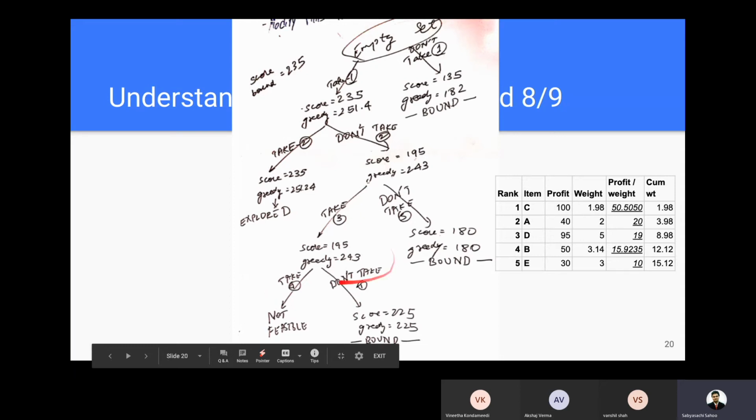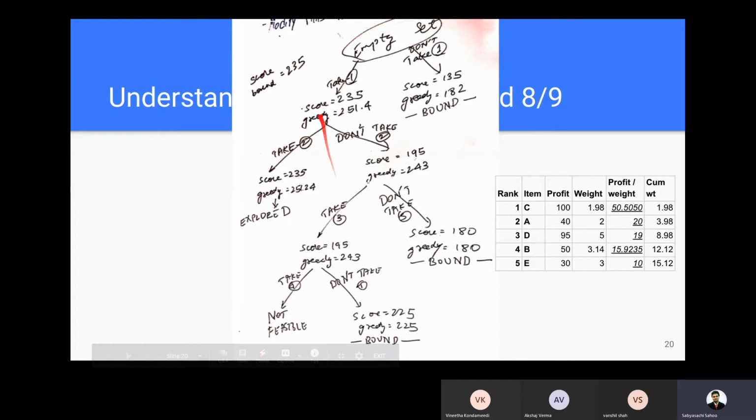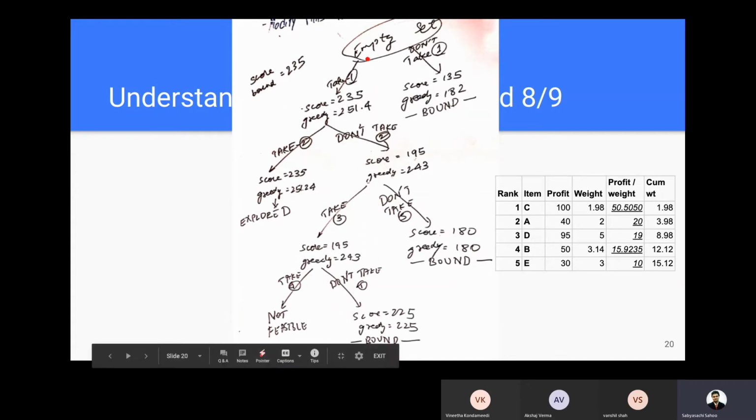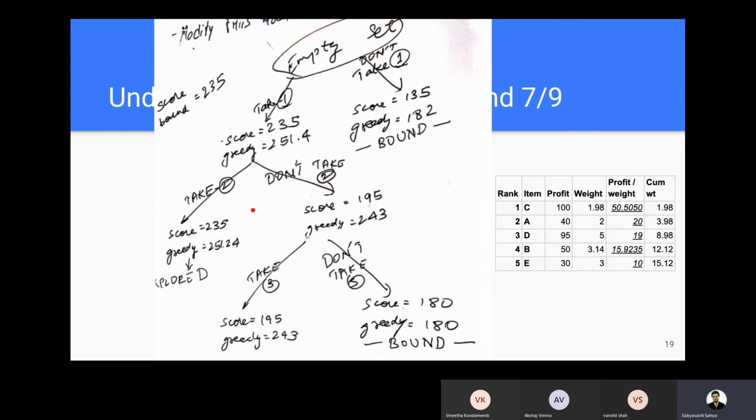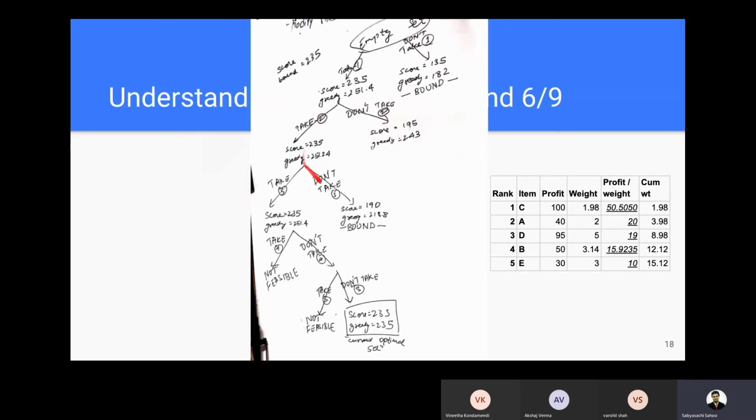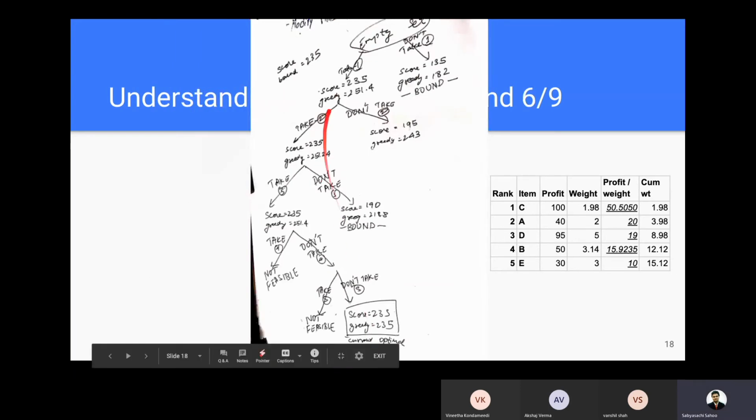And if you take 3, then again we have the option of taking 4 or not taking 4. If you take 4, it's infeasible, and if you don't take 4 also, the score and greedy value both come out to be 225, and you can bound it because your score bound was at 235. So in this case, it so happened that this path, take 1, take 2, take 3, don't take 4, don't take 5, directly.